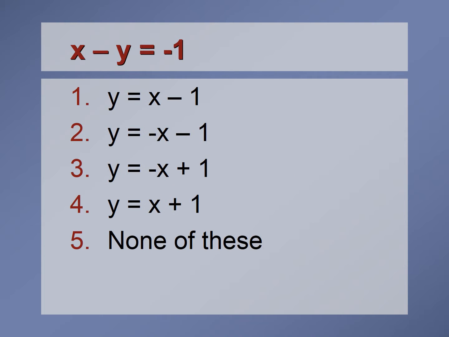Go ahead and try this one on your own. Okay, you should have gotten option 4, because if you subtracted x from both sides, you would have gotten -y equals -x minus 1. But then you would have to divide everything by -1, which means everything's going to turn positive. So you'll get y equals x plus 1.